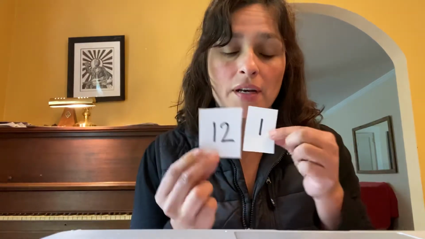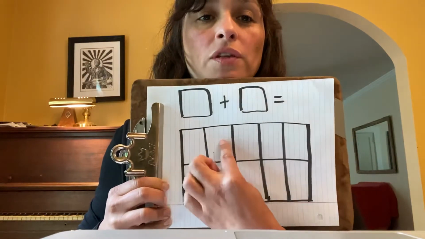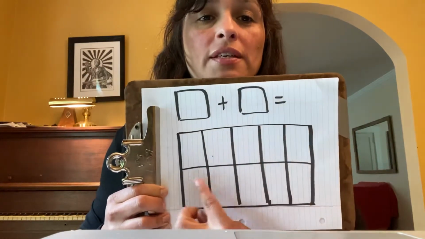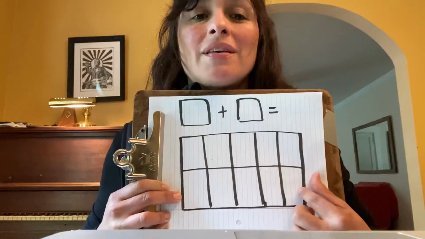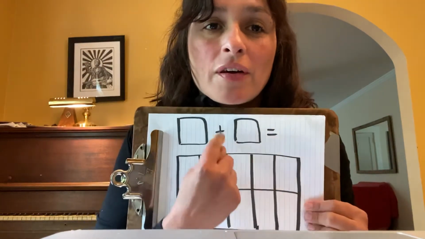This is what you're gonna need for this activity. Esto van a necesitar. Write down numbers 1 through 12. Escriban número 1 a 12 on paper. And I made a little paper like this. There's 10 squares. Hay 10 cuadrados. 1, 2, 3, 4, 5, 6, 7, 8, 9, 10. 10 squares, okay? And then 2 squares up here.